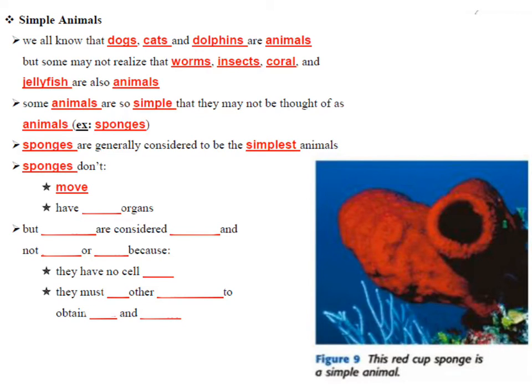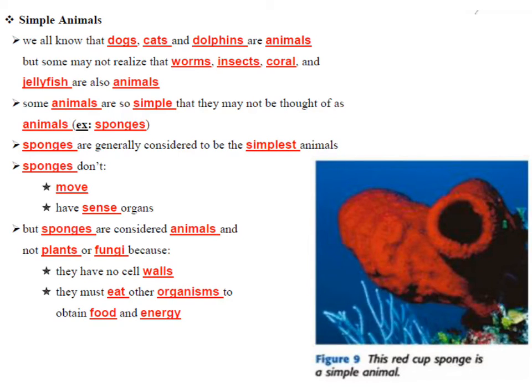So sponges don't move. They don't have any kind of sense organs. They don't have any of the specialized sense organs that most other animals do have. However, sponges are considered animals and not plants or fungi, and this is because when you look at their cells, first of all, they are multicellular organisms. Their cells do not have cell walls. 100% of all plants have cell walls in their body. 100% of all fungi have cell walls in their cells. And they also eat. Sponges eat other organic material. They eat other organisms to obtain food and energy.